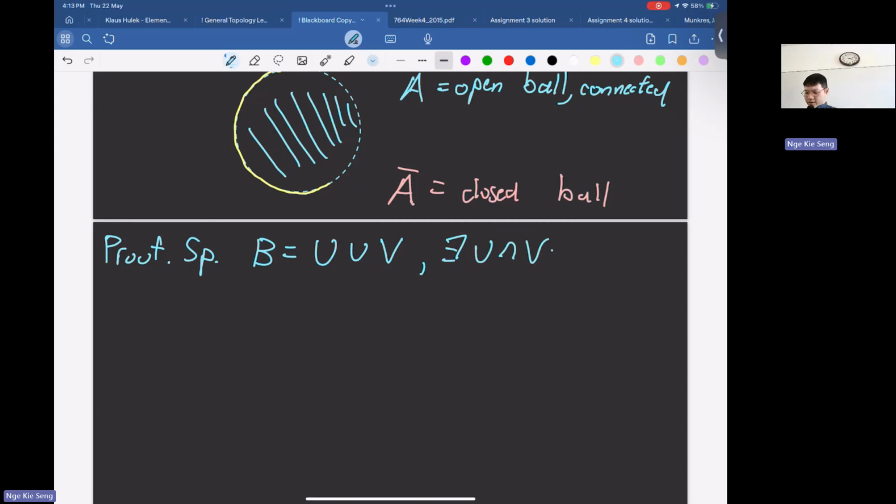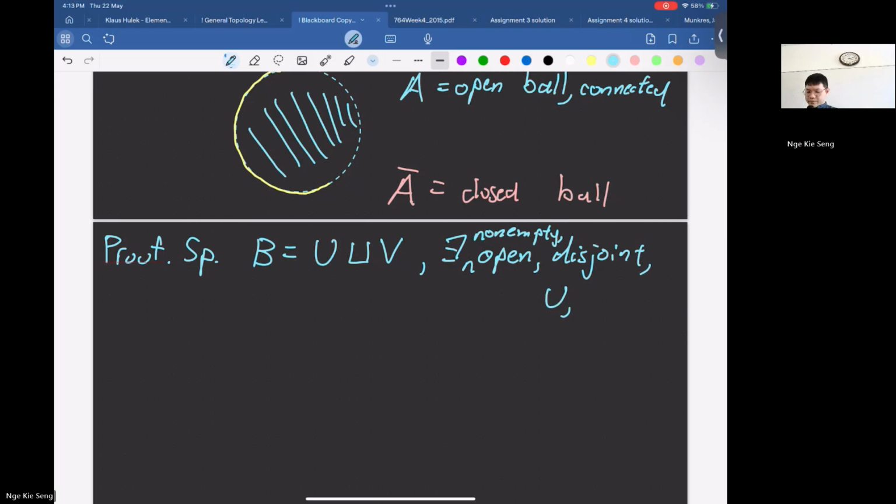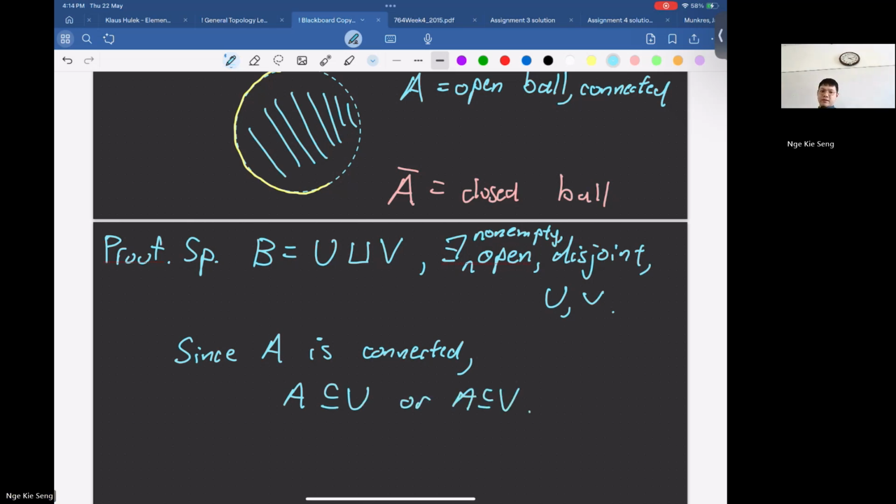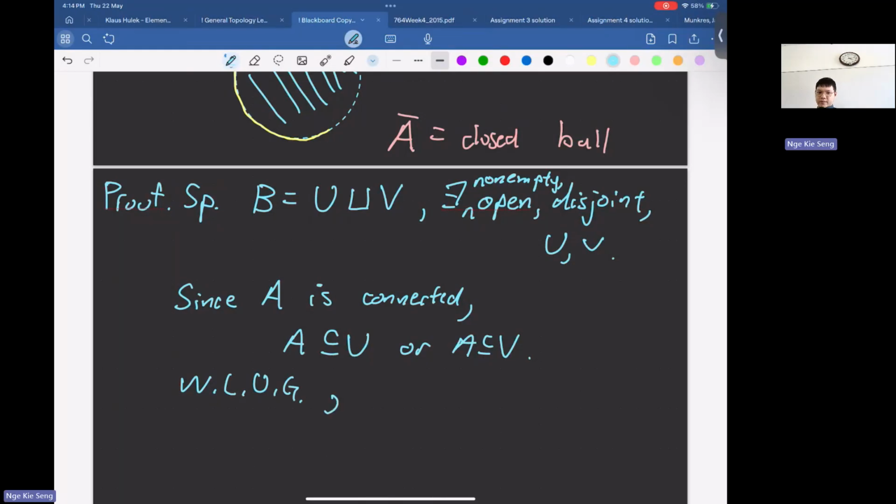That is, U intersect B and V intersect B are open, disjoint, and non-empty. So B contains A, and A is a connected subspace. Meaning this connected subspace must live entirely in U or in V. So without loss of generality, let's assume that A lives in U. Remember, we want to show that B is connected, so we should get some contradiction here.